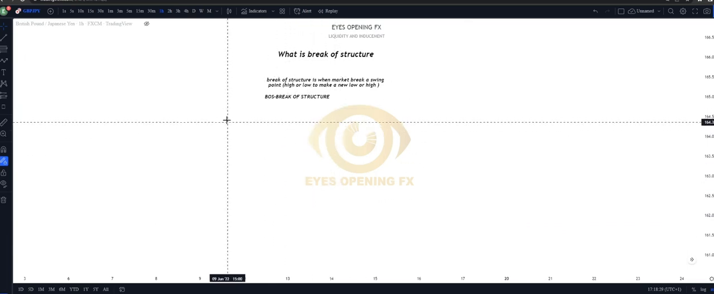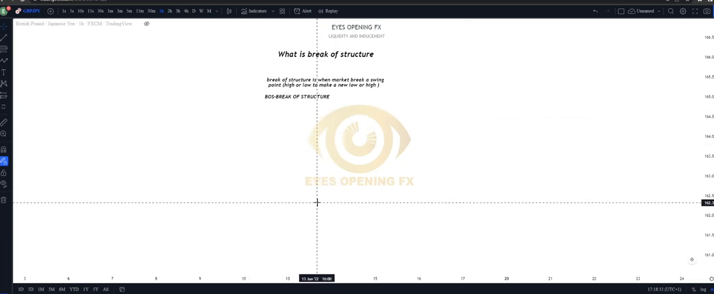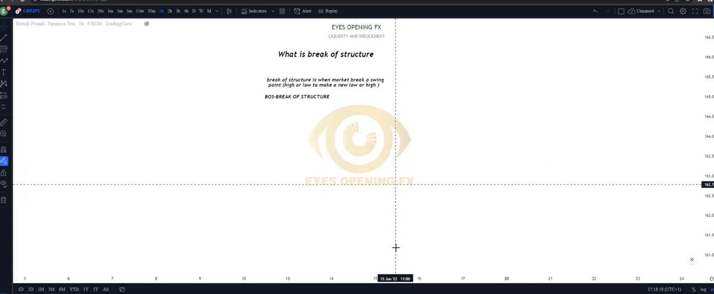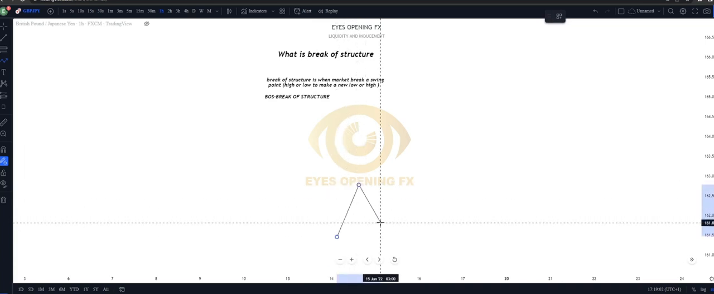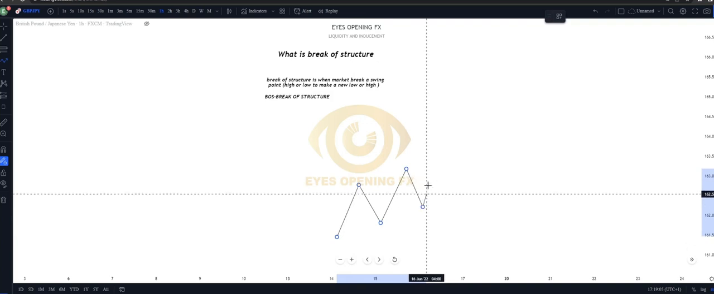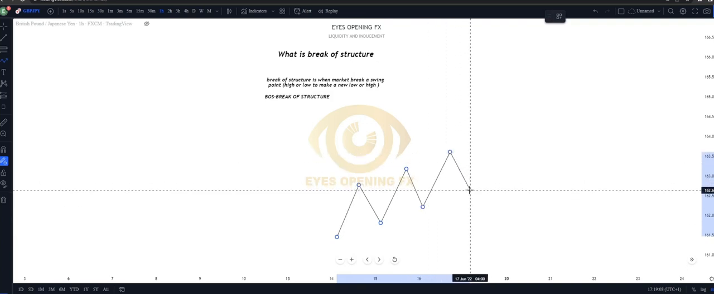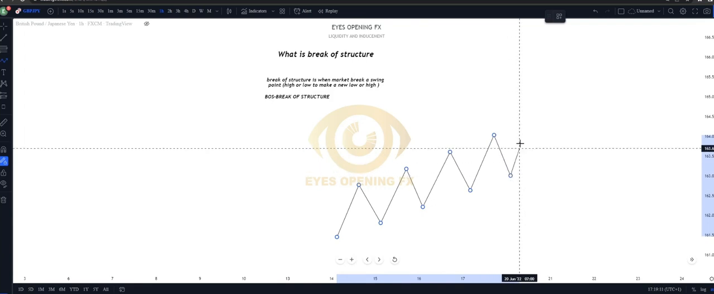Now what makes a break of structure? There are majorly two things that make structure: a high and a low. That is all. The idea is how you can combine them depending on the trend. Let's say for example in a bullish trend, the market is creating a higher high, a higher low, a higher high, a higher low, a higher high, a higher low, a higher high.